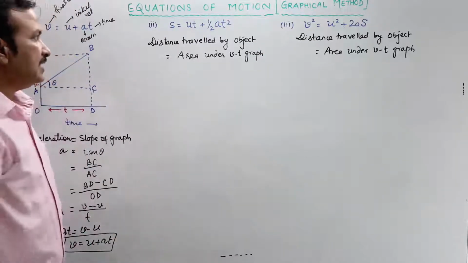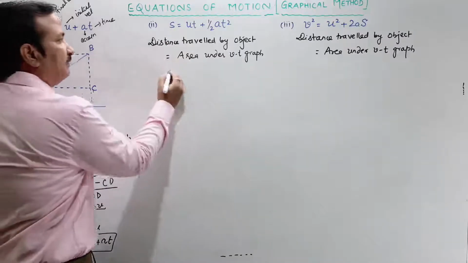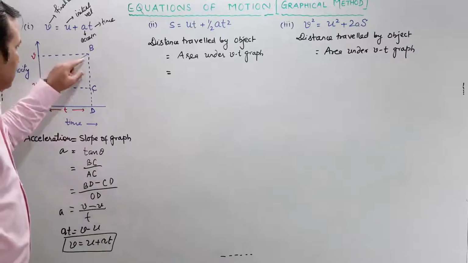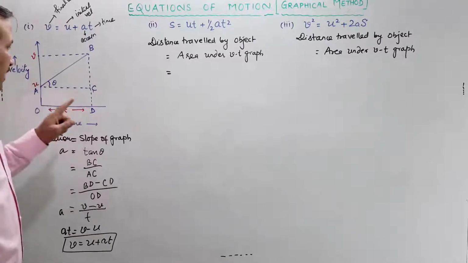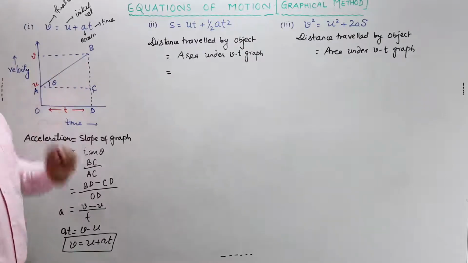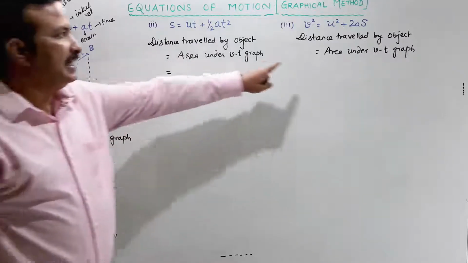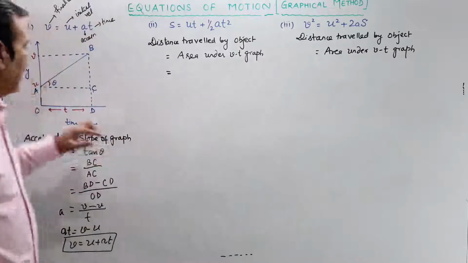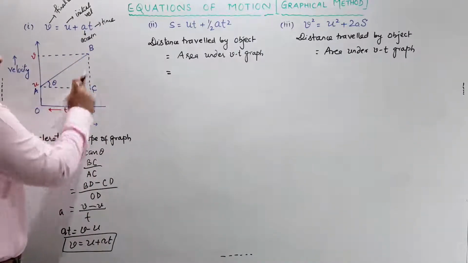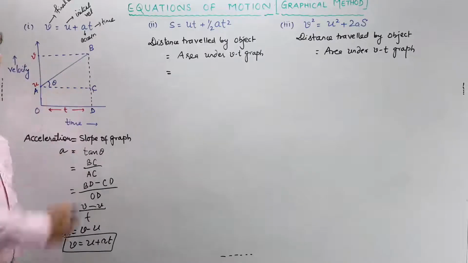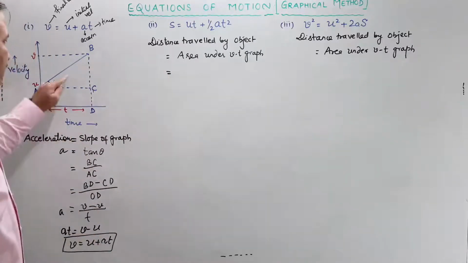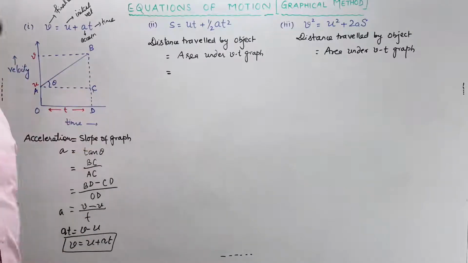The easier way is, when we derive the second equation, we will be taking the area under this AB, which is equal to the area of the rectangle and the area of the triangle. The difference in the third one is we will be taking the area of the trapezium. Both ways we can do it. Either we take the area of the trapezium, or the area of the rectangle and triangle. So in the second equation we will be taking the area of the triangle and the area of the rectangle.